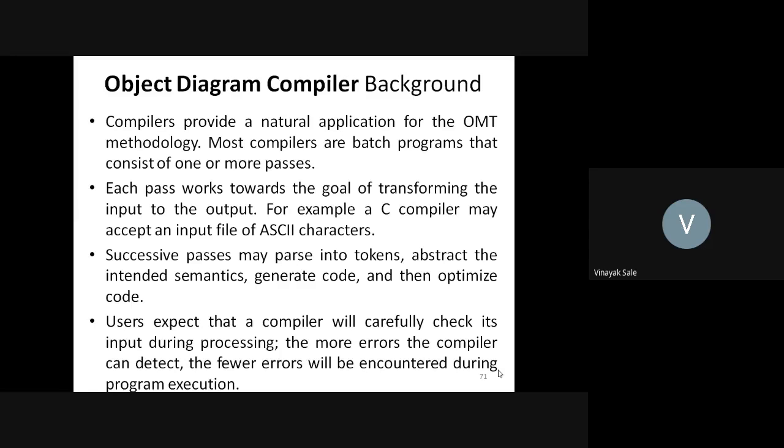For example, a C compiler may accept an input file of ASCII characters. The successive passes may parse into tokens, abstract the intended semantics, generate code, and then optimize the code. Users expect that the compiler will carefully check its input during processing. The more errors the compiler can detect, the fewer errors will be encountered during program execution.